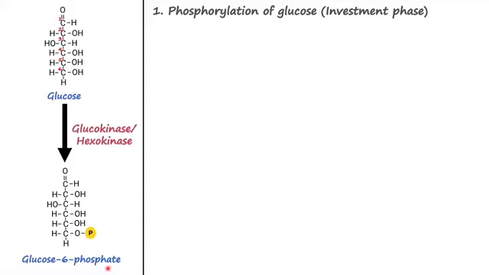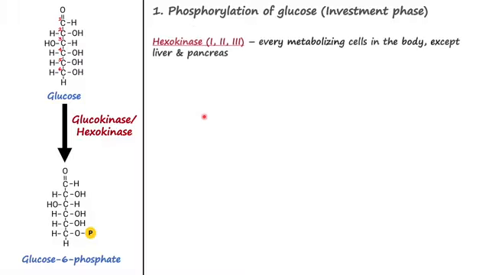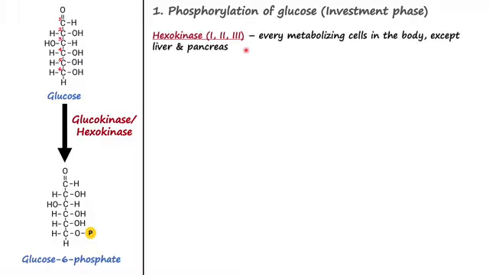The enzyme responsible for this reaction is glucokinase or hexokinase. Now, these enzymes are expressed differently in different tissues. For instance, hexokinase 1, 2, and 3 are expressed in every metabolizing cell in the body except for liver and pancreas. Whereas glucokinase, also called hexokinase D or hexokinase 4, is only expressed in liver and pancreas.